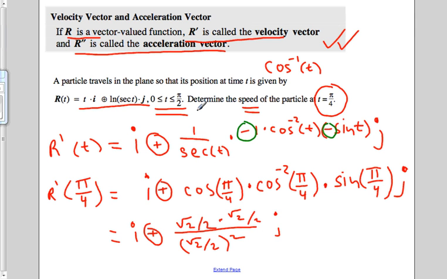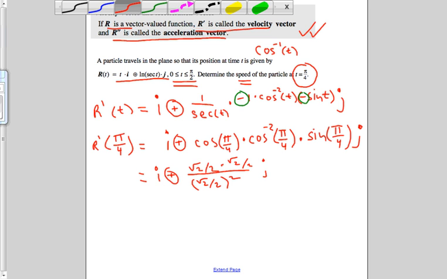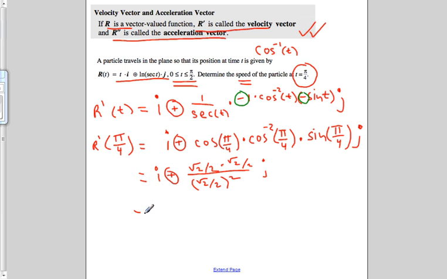And we can simplify that very simply. And we get that this derivative equals i plus, well, this is all going to simplify to 1. So i plus j. Now, that's the velocity vector. And what that looks like is a distance of 1 in the i direction or the x direction, a distance of 1 in the j direction or the y direction, and then this corresponding, this is the actual velocity.